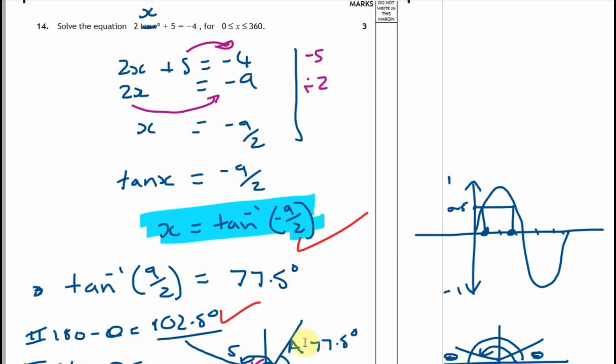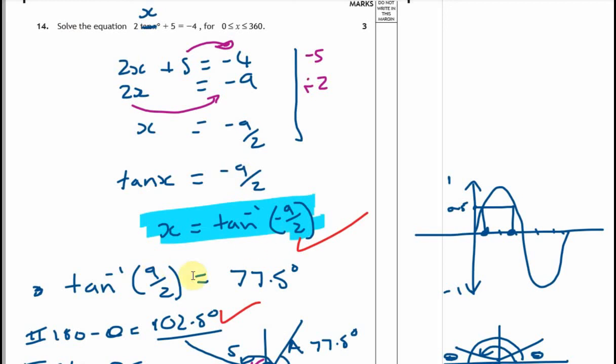Let's see if I did shift sine of minus 9 divided by 2. Yeah, I'm getting some funny answers there, so I maybe have to leave that just now.